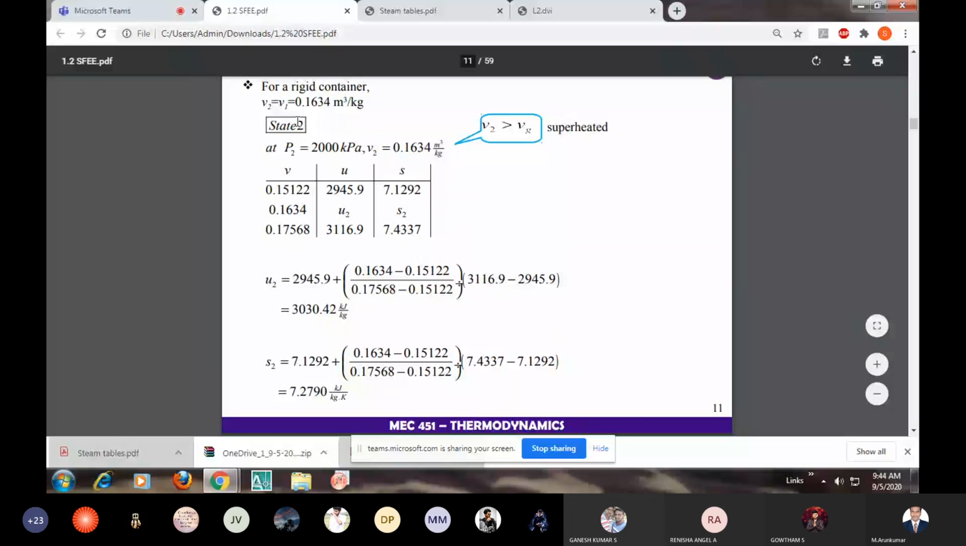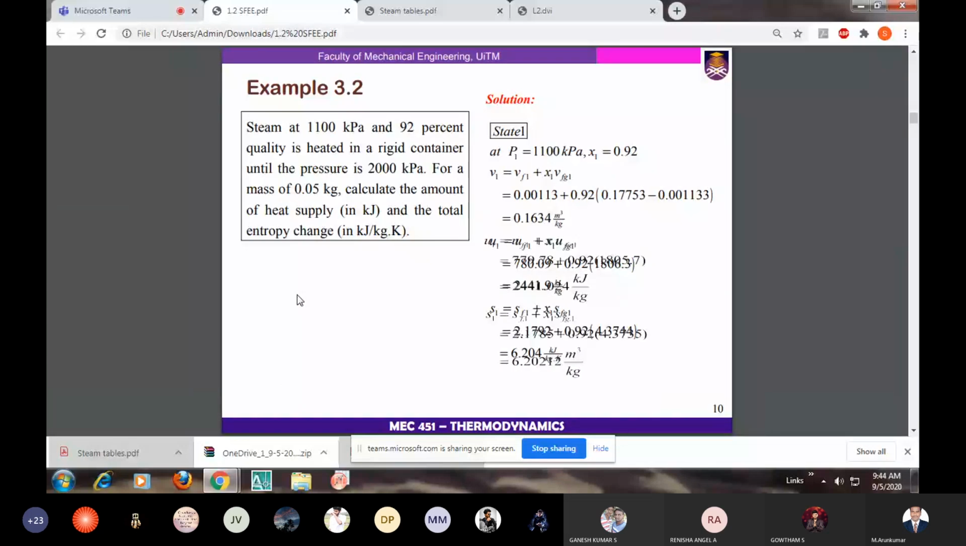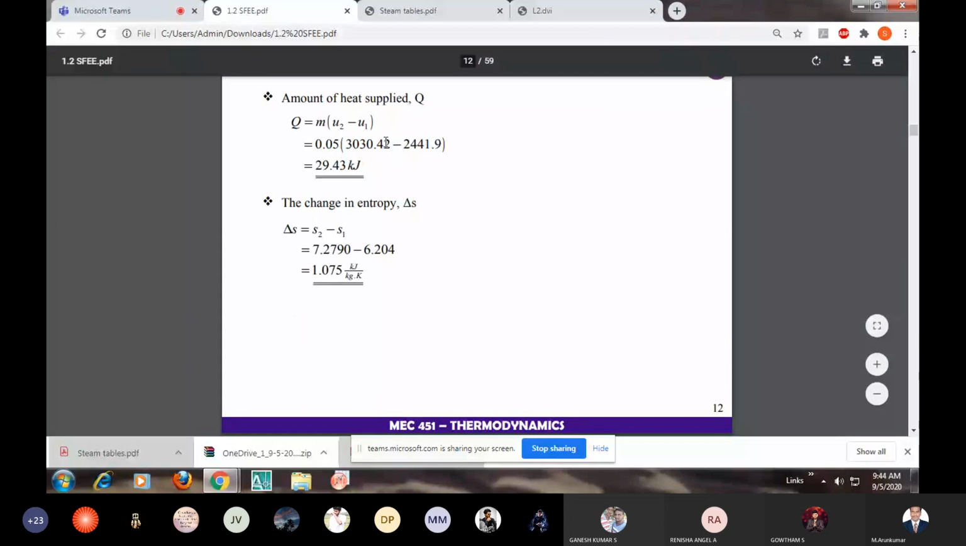Here V1 is equal to V2, because this is a rigid container. So we want to find the values of U2 and S2. Then the question is, calculate the amount of heat supply and the total entropy change. So heat supply can be solved by using this formula. The amount of heat supply Q will be mass times the change in internal energy.